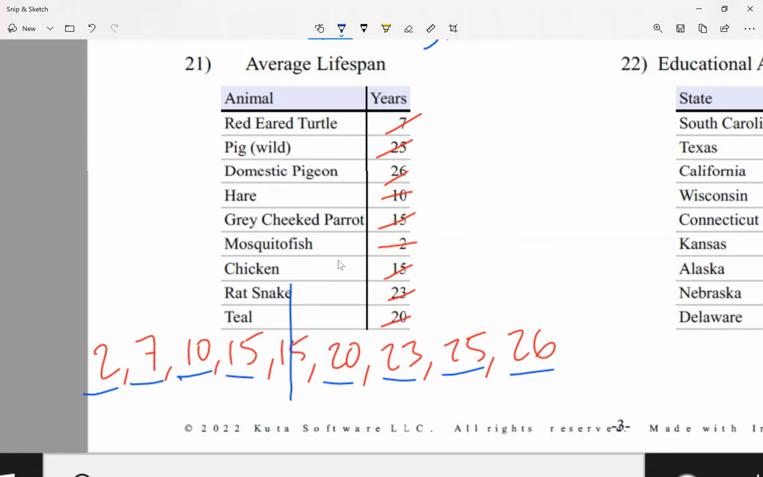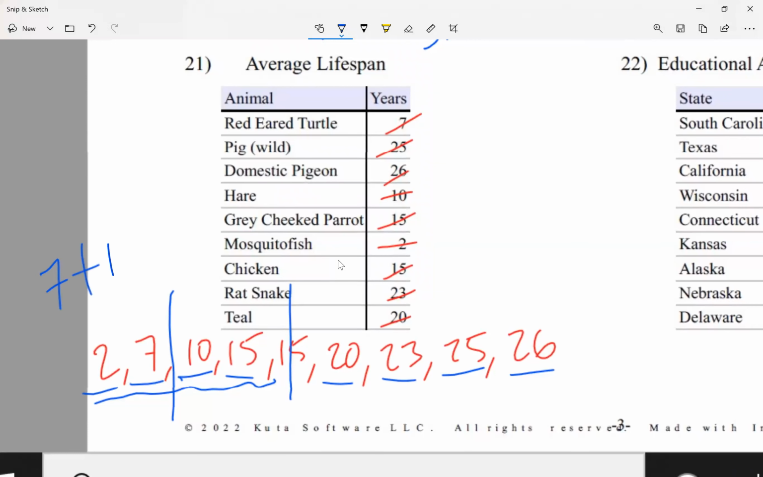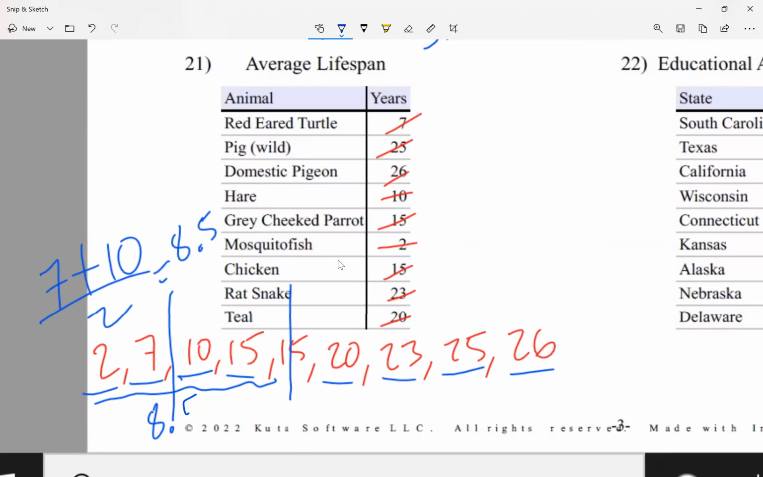Now on the left, I notice there's 4 numbers. So let me draw a line right in the middle. Now I could ask myself, what's the number between 7 and 10, right in the middle? If I cannot tell, I'm gonna go 7 plus 10 divided by 2. I know 7 plus 10 is 17. 17 divided by 2 is 8.5. So my lower quartile is 8.5.